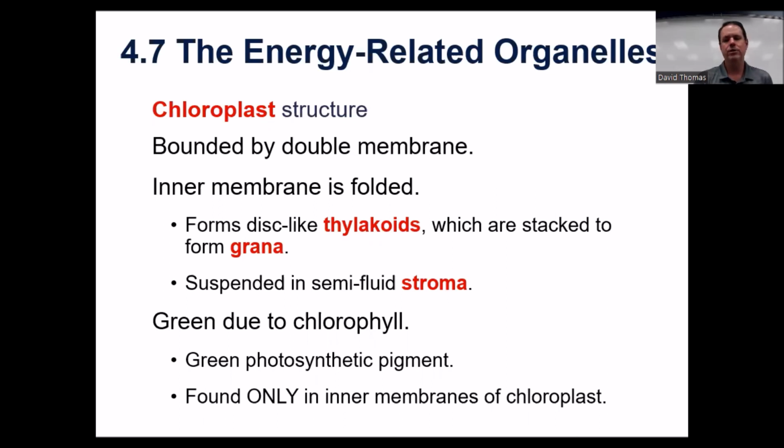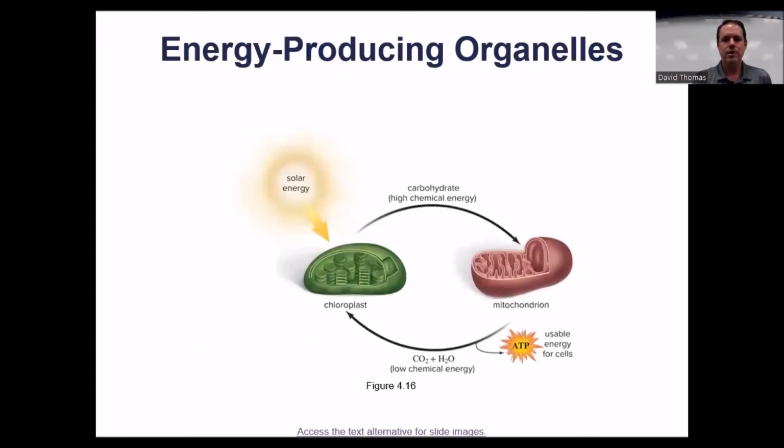But one of those energy-related organelles is the chloroplast. And the chloroplast does have a membrane around it. It actually is a double membrane, with an inner and an outer membrane. The inner membrane has a unique fold associated with it. Both the chloroplast and the mitochondria have inner and outer membranes. You can see the chloroplast in this example has a very unique structure.